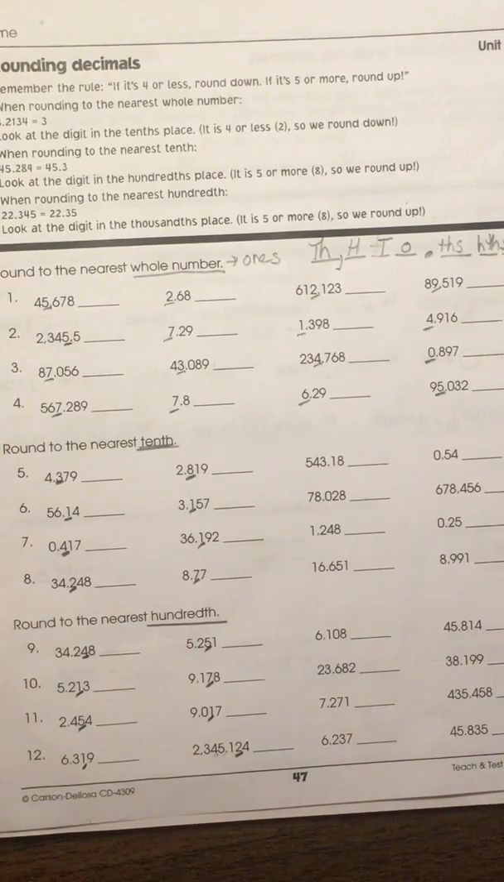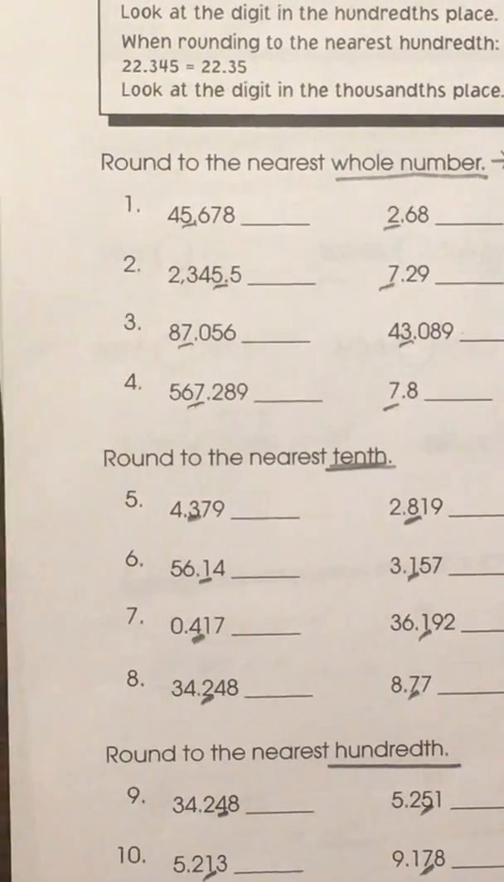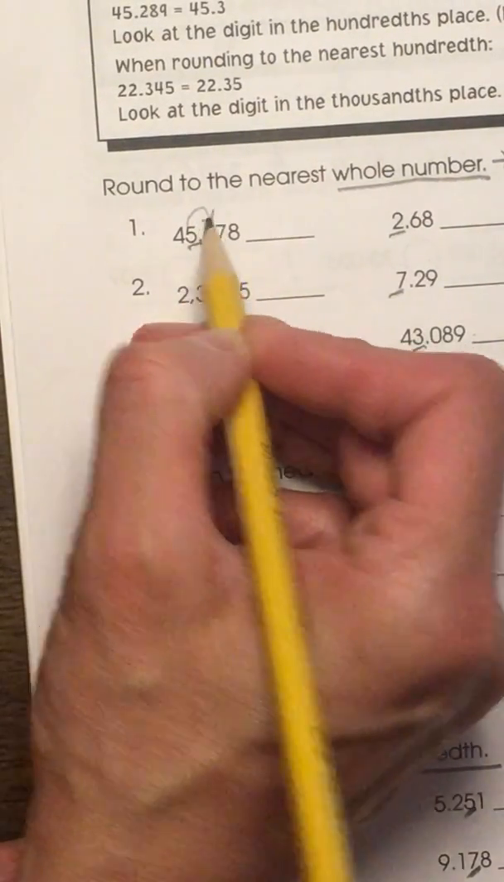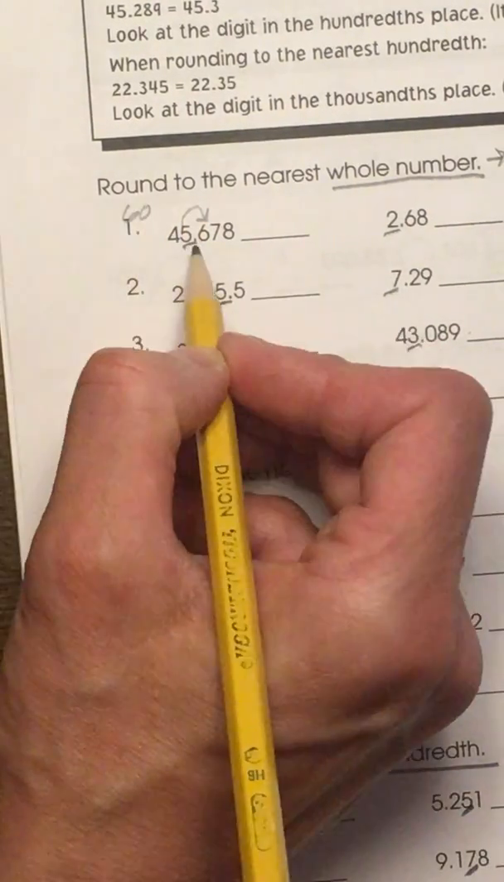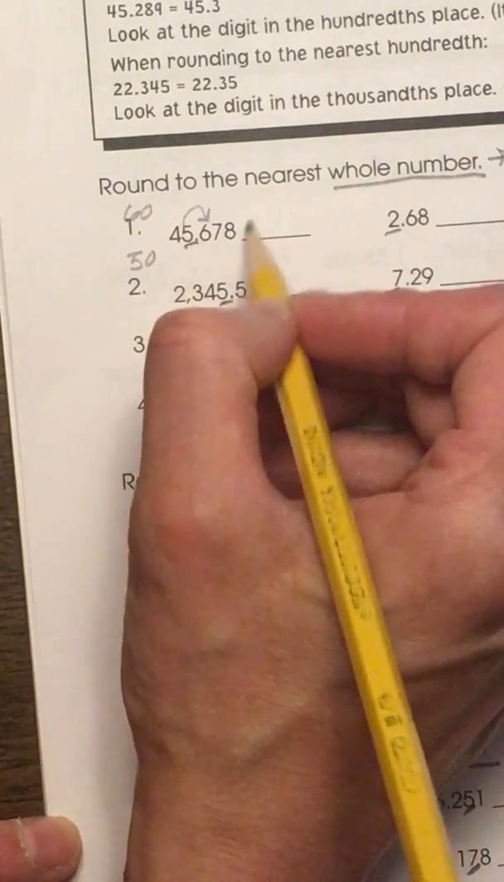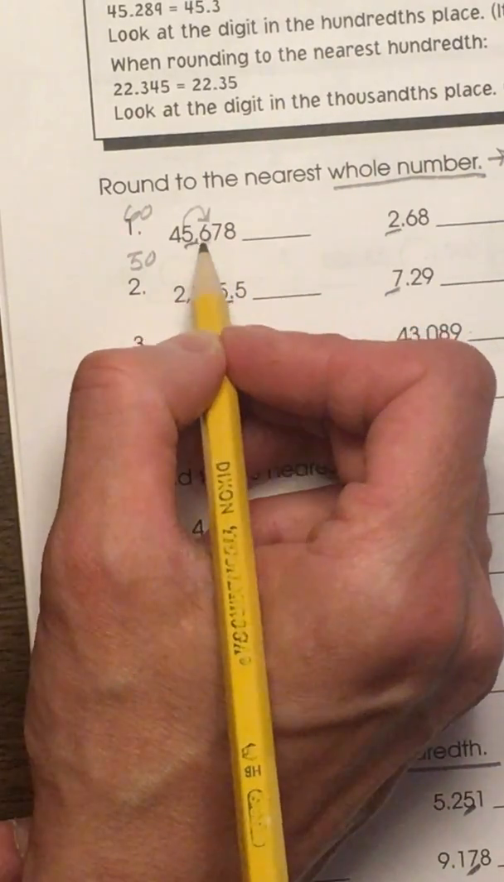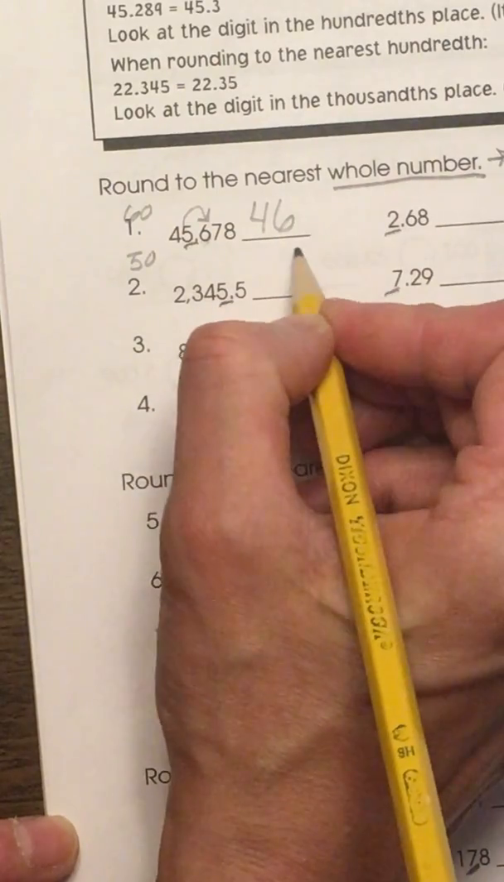And then the rationale, I'm going to zoom in for a question. The rationale is exactly the same for the page we just did. You want to round to the nearest whole number? Look next door. That 6 is going to tell me either I'm going to go up to 46 or I'm going to stay at 45. The 6 is going to tell me 5 or more, add 1 more. I'm going to go up to 46.